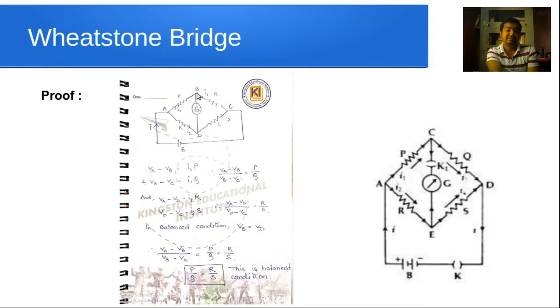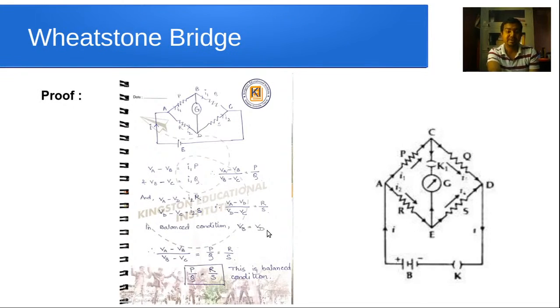That means that in the balance condition there is no flow of current across the galvanometer, meaning the potential at point B and the potential at point D are the same. So there is no current flow because the potential is the same. So VB equals VD. That's why current cannot flow through the galvanometer, because the potential here and the potential here is the same.